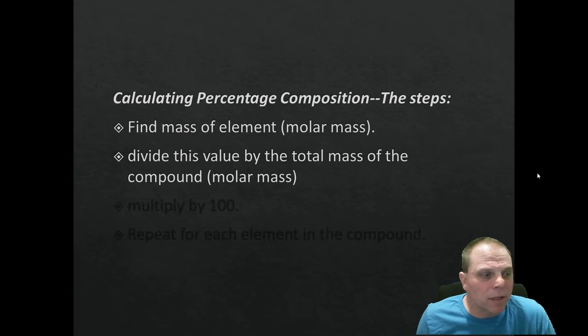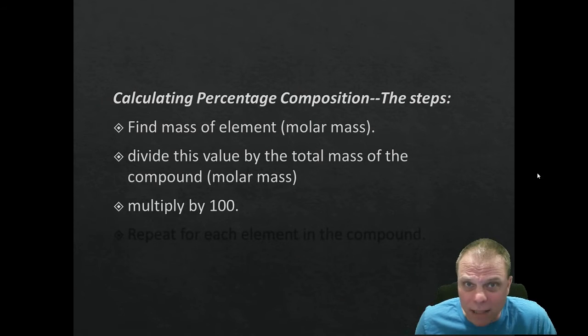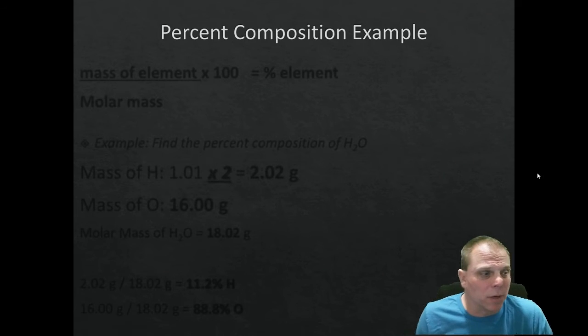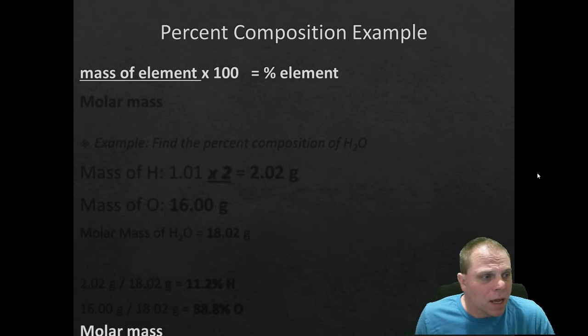You're going to divide that by the total mass of the compound, the molar mass of the whole compound, multiply by 100. And then you're just going to repeat that for each element in the compound. So if you just have 2 elements, you just do it twice. If you have 3, do it 3 times. If you have 4, do it for each of those different ones. So let's look at an example.